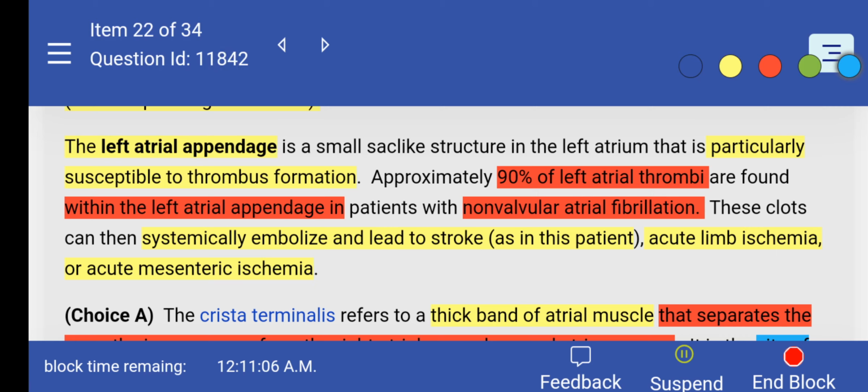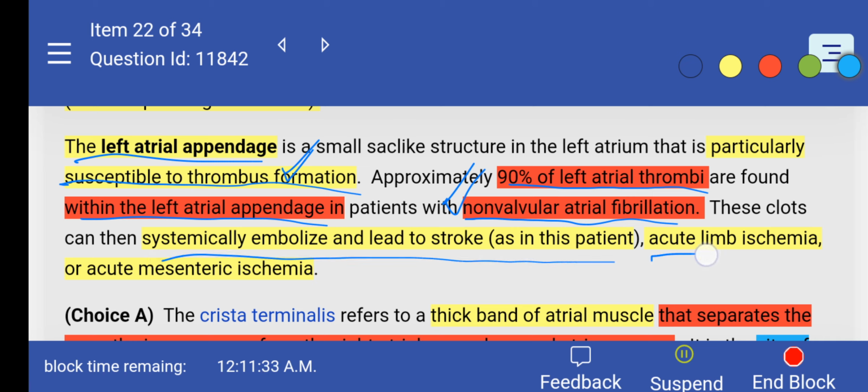Now, the left atrial appendage is a small sac-like structure in the left atrium that is particularly susceptible to thrombus formation. Approximately 90% of left atrial thrombi are found within the left atrial appendage in patients with non-valvular AFib. These clots can be systemically embolized and can lead to stroke, as in this patient. So, three things: systemic embolization can lead to stroke, acute limb ischemia, or acute mesenteric ischemia.